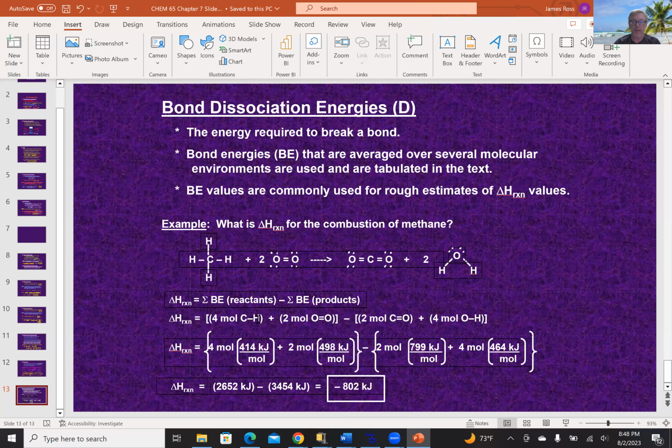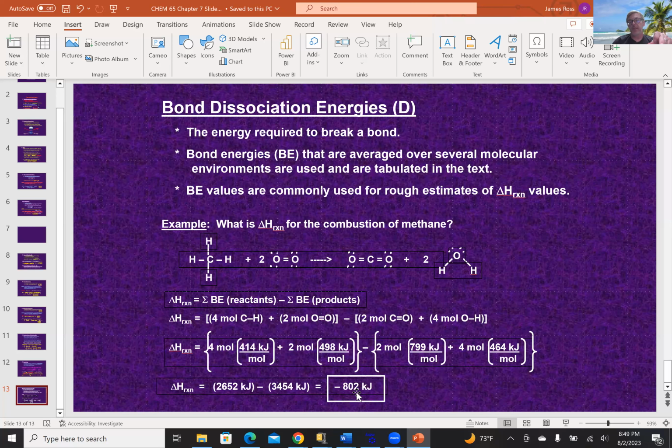I look at my bond energies. Again, it would be in an appendix in a textbook. So 4 lots of CH. Here's the value of 1 CH. We scale it by 4. Here's the value of 1 oxygen double bond. We scale it by 2. That's all the reactants. Then we subtract all the products. I've got 2 lots of a carbon-oxygen double bond and 4 lots of an oxygen-hydrogen single bond. I add them all together and I get negative 802 kilojoules.